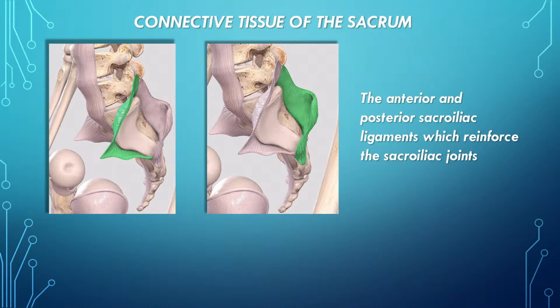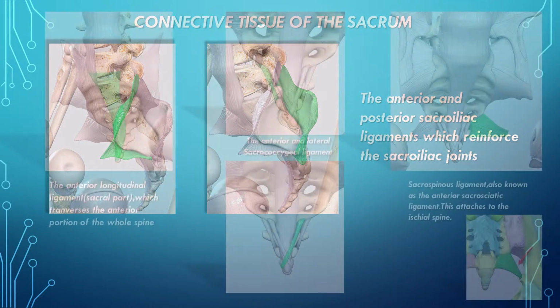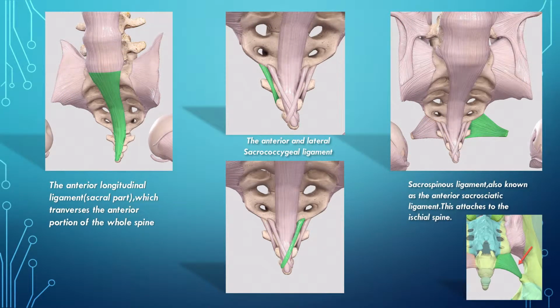We will now review the connective tissue of the sacrum. Here we have the anterior and posterior sacroiliac ligaments. These reinforce the sacroiliac joint. On the left of the slide is the anterior longitudinal ligament, the sacral part, which transverses the anterior portion of the whole spine. In the middle is the anterior and lateral sacrococcygeal ligament. The sacrospinal ligament on the right is also known as the anterior sacrosciatic ligament. This attaches to the ischial spine.